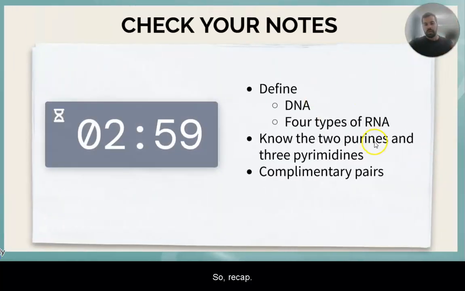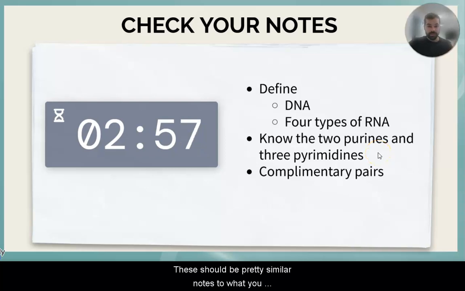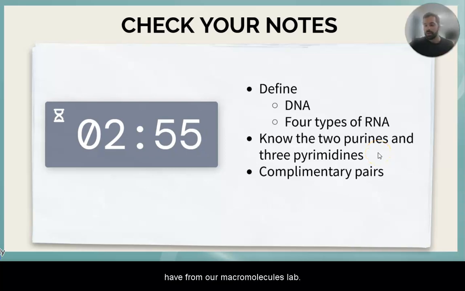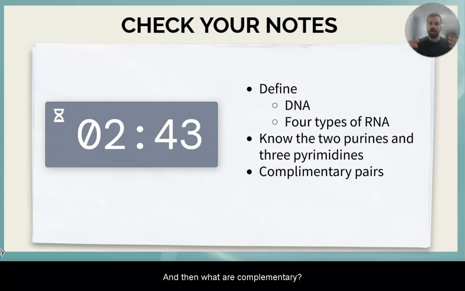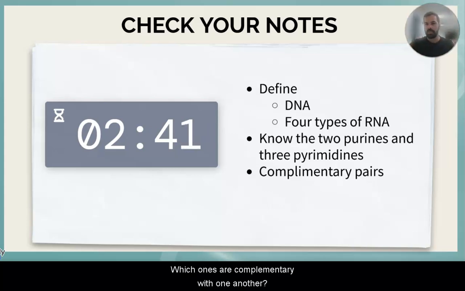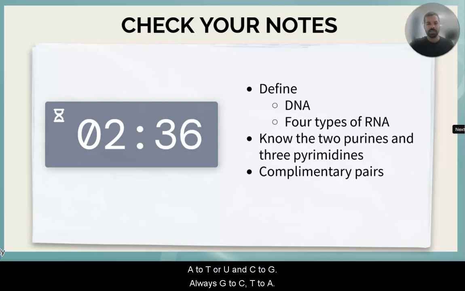So, recap, these should be pretty similar notes to what you have from our macromolecules lab, but remember what DNA is, what the different types of RNA are, the difference between the 2 purines and the 3 pyrimidines, and which ones are complementary with one another. A to T or U, and C to G, always. G to C, T to A.